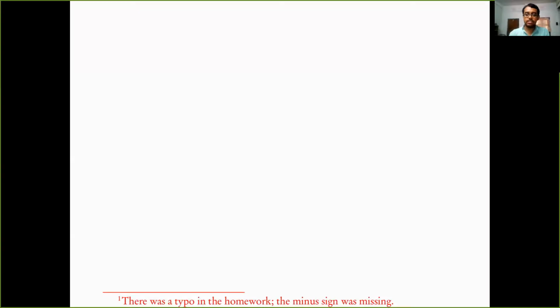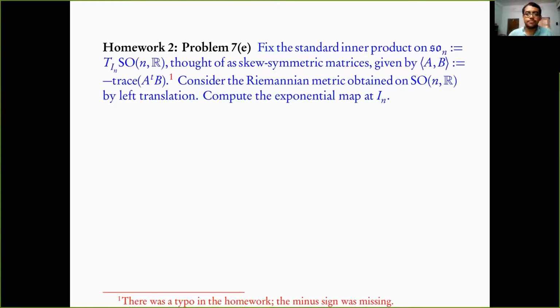All right, so let's go on to homework 2. This one, problem 7E. The earlier one was 7B. There's a small typo in the homework, or at least the version that I have with me. Maybe I fixed it on Wheeler, I didn't check. I gave the inner product of A and B defined to be the trace of A transpose B, but that is evidently not going to be positive definite because of how SO(n) behaves. Remember, the Lie algebra so(n) has matrices A of the form A transpose plus A equals 0.